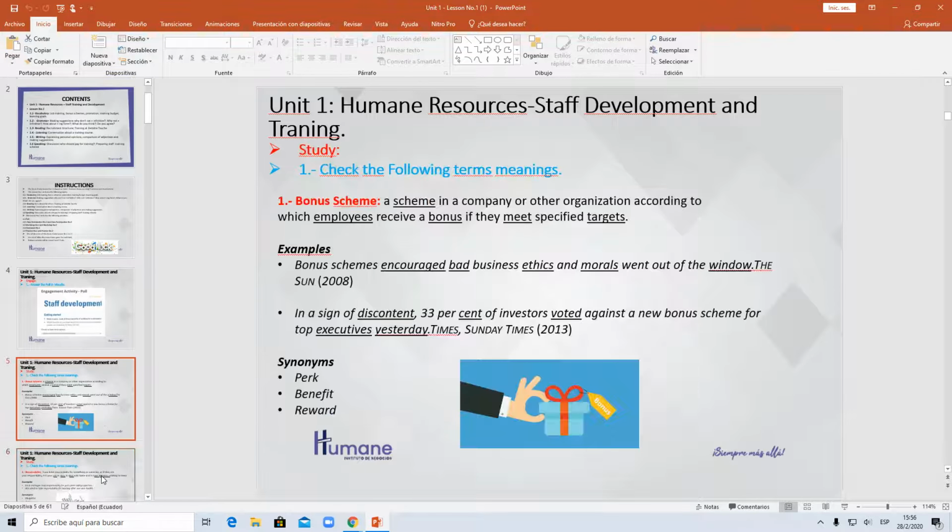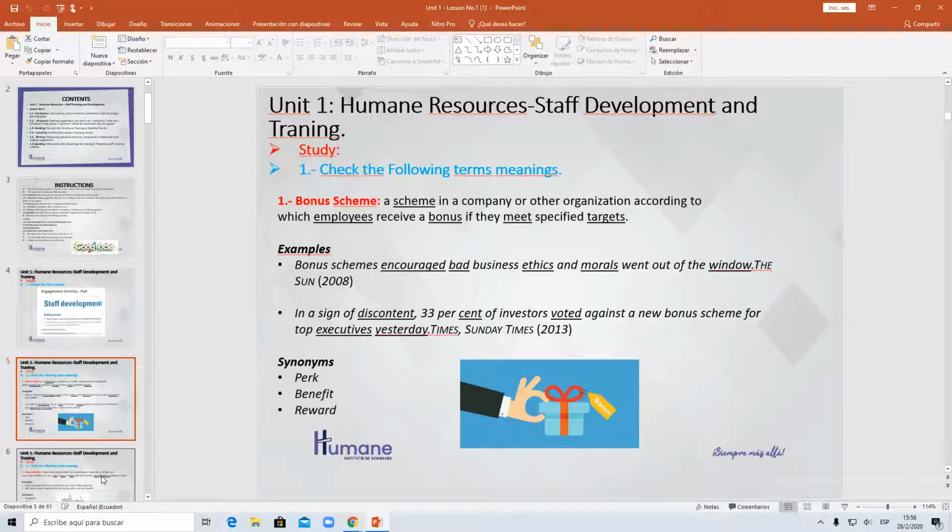And we're going to focus on some specific vocabulary that is related to human resources and staff development and training. The first word is bonus scheme. According to the definition, a bonus scheme is a scheme in a company or other organization according to which employees receive a bonus if they meet specific targets.